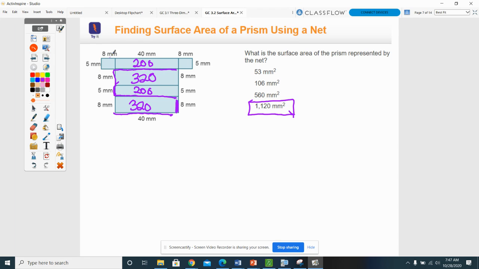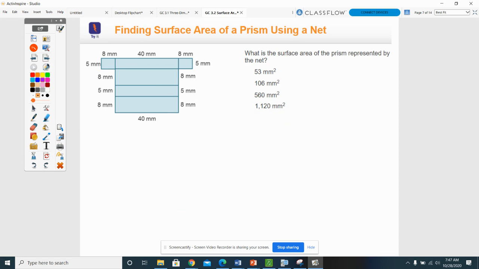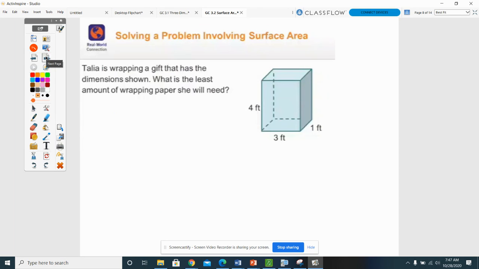And then these little guys are 8 by 5, which is 40 and 40. So we have 640, 200 and 200 is 400, 40 and 40 is 80. Add them together and we get what we just said we were going to get, 1120 millimeters squared.